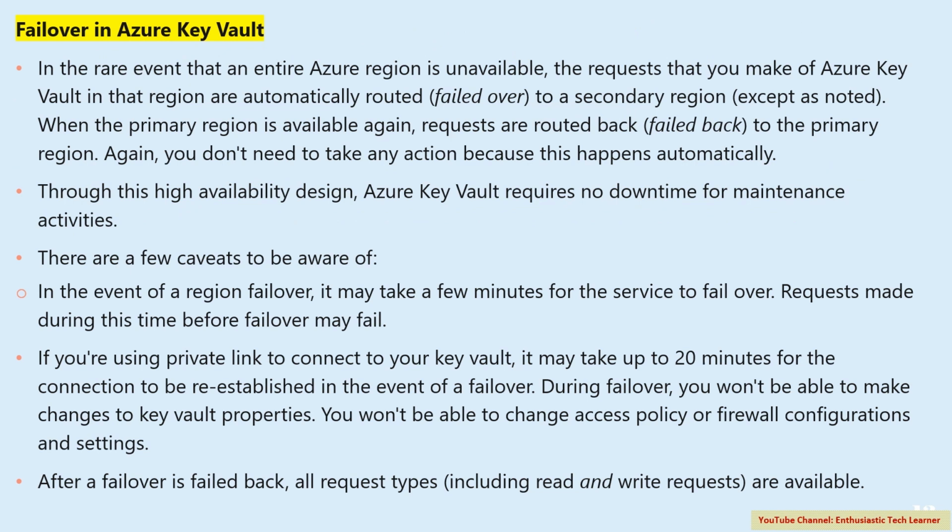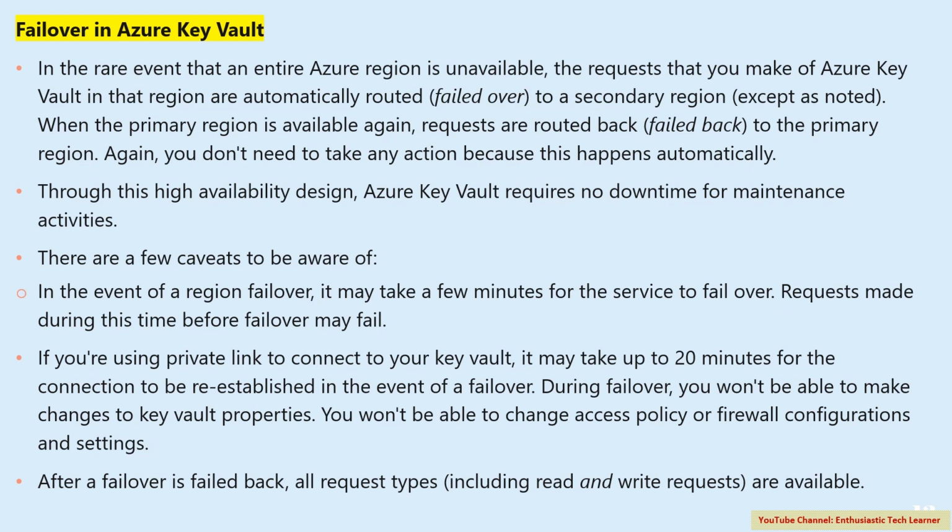Failover in Azure Key Vault. In the rare event that an entire Azure region is unavailable, the requests that you make of Azure Key Vault in that region are automatically routed, failed over, to a secondary region, except as noted. When the primary region is available again, requests are routed back, failed back, to the primary region. Again, you don't need to take any action because this happens automatically. Through this high availability design, Azure Key Vault requires no downtime for maintenance activities. There are a few caveats to be aware of.